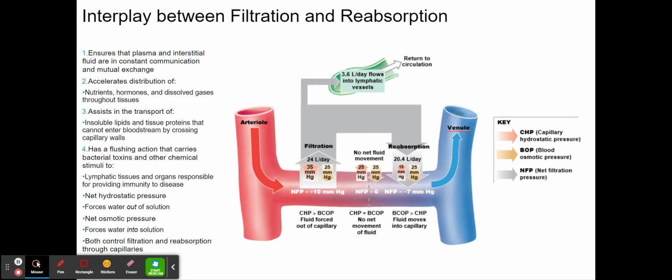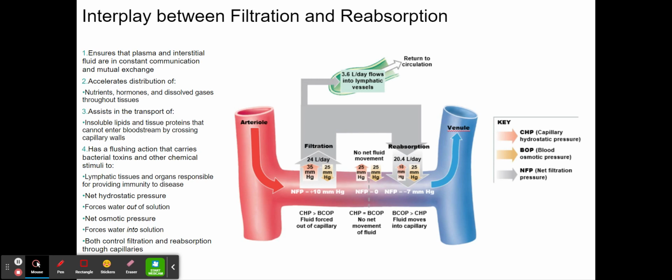One, it ensures that plasma and interstitial fluid, two major components of extracellular fluid, are in constant communication and mutual exchange. Two, it accelerates the distribution of nutrients, hormones, and dissolved gases through the tissues. Three, it assists in the transport of insoluble lipids and tissue proteins that cannot enter the bloodstream by crossing the capillary walls. And four, it has a flushing action that carries bacterial toxins and other chemical stimuli to lymphatic tissues and organs that are responsible for providing immunity to disease.